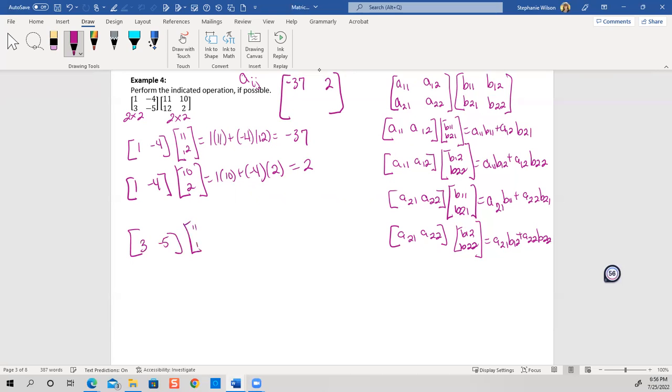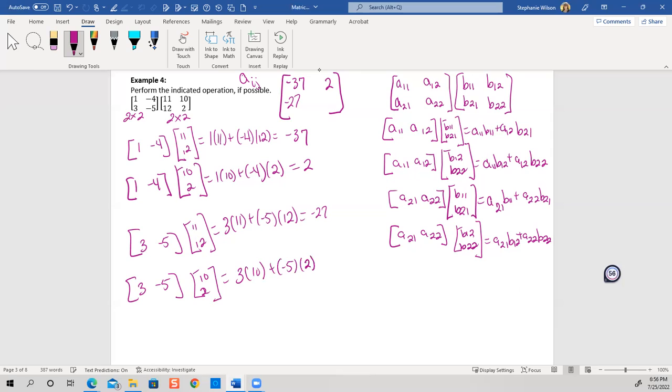Row 2 times column 1. So I got 3 times 11 plus -5 times 12. So now I got 33 minus 60 gives me -27. Row 2 times column 2. 3 times 10 plus -5 times 2. So now I have 30 minus 10, I have 20. And that is our answer.